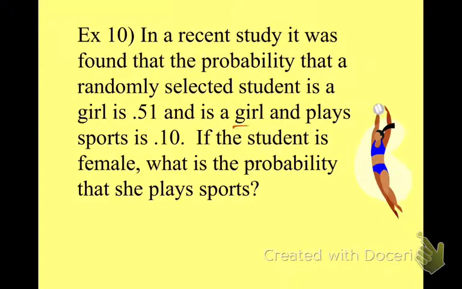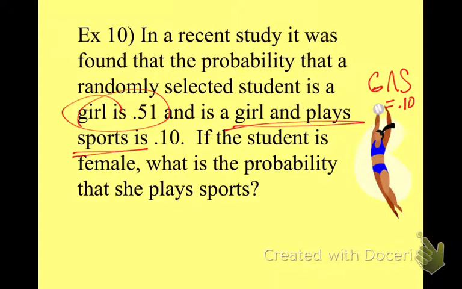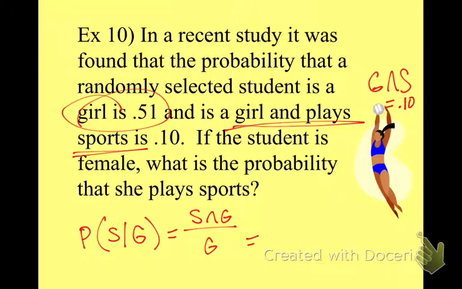So this is my intersection. So girl and sports is 0.1 and just a girl is 0.51. So if the student is a female, what is the probability that she plays sports? So sports given female. I guess we could say girl because I used the G in the other. I would take sports and girl over just girl. So that would be 0.10 over 0.51.